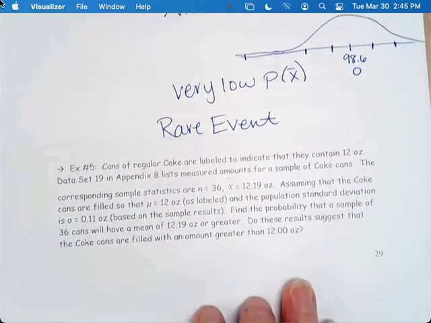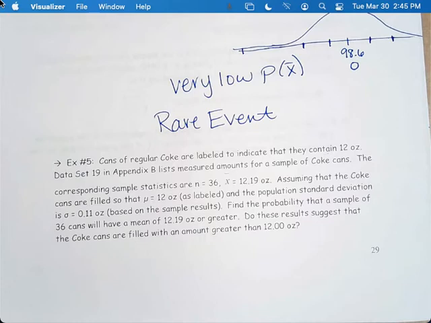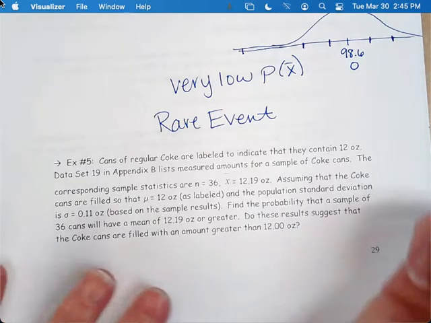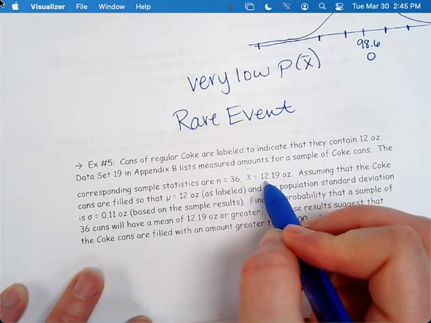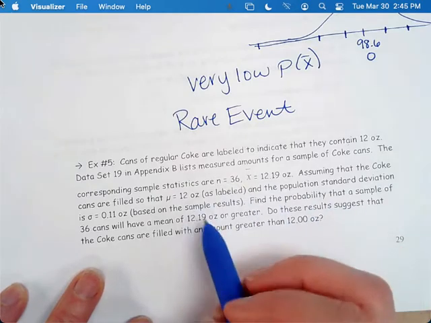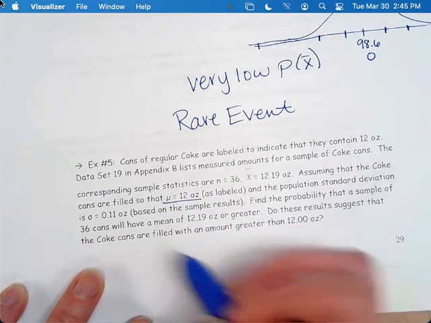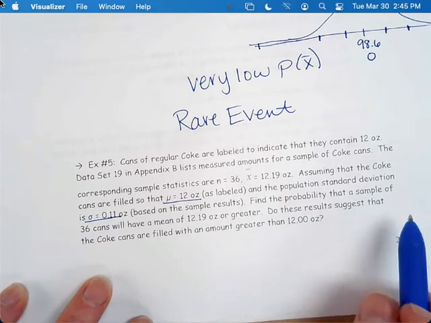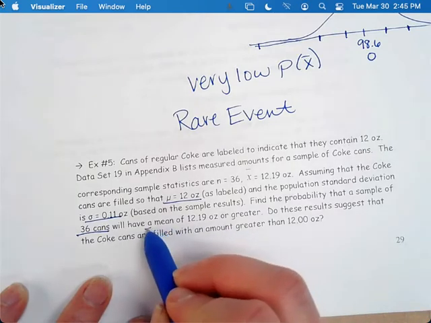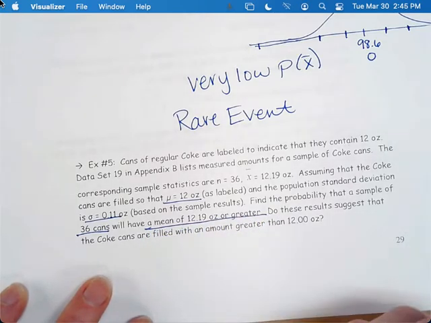Okay, let's go ahead and do example 5, the last one. Cans of regular Coke are labeled to indicate that they contain 12 ounces. Data set 19 in Appendix A lists measured amounts for a sample of Coke cans. The corresponding sample statistic is that n equals 36 and our x bar is 12.19. Assume that Coke cans are filled with a mean of 12 ounces as labeled, with a standard deviation of 0.11 ounces. Find the probability that a sample of 36 cans will have a mean of 12.19 ounces or greater.